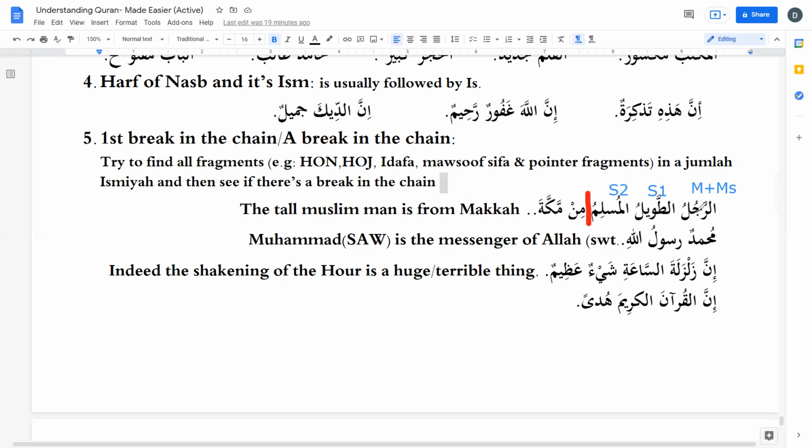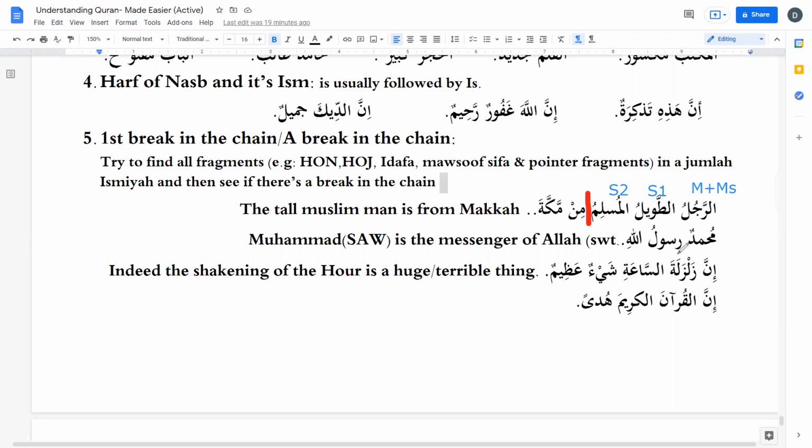So ar-rajulu is mubtada, then at-tawilu, both sifa 1 and sifa 2, would also go under the heading of mubtada, or you can say in the mubtada bucket. And then you have min makkata, which is jar majroor. So this is mbk, right? So this is the C portion. mbk is the C portion, and this is A. So again, this is that kind of sentence where khabar is hidden or mahzoof.